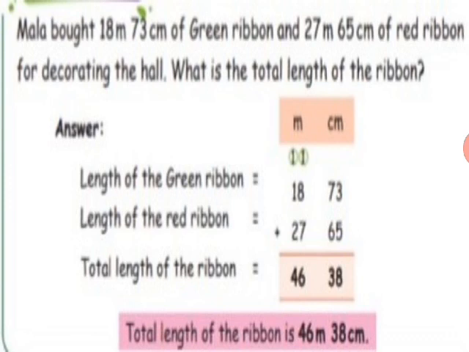Now while doing addition, from which place we should start? Yes, ones place. So we should start from centimeter. 3 plus 5 is equal to 8. 7 plus 6 is equal to 13. So write 3 here, 1 carry over. 1 plus 8 plus 7 is equal to 16. Write 6, 1 carry over. 1 plus 1 plus 2 is equal to 4. So total length of the ribbon is 46 meter 38 centimeter.